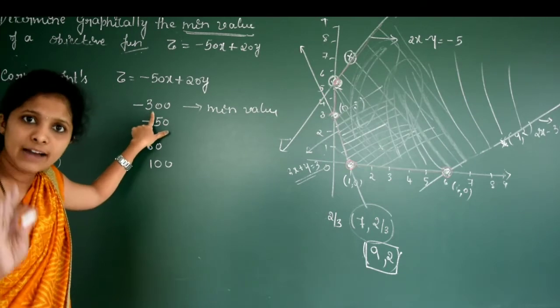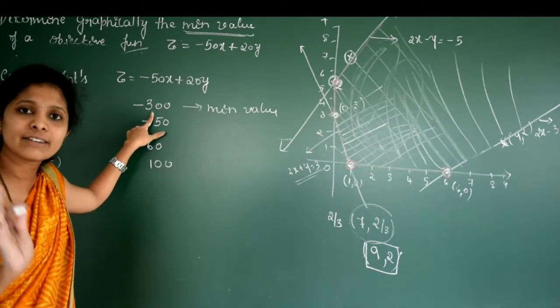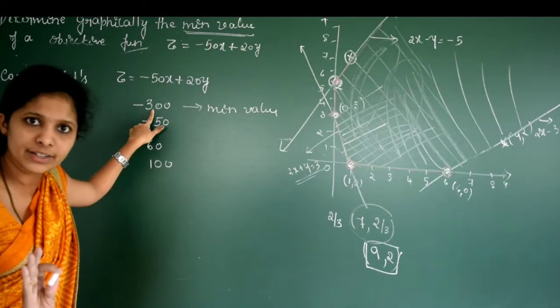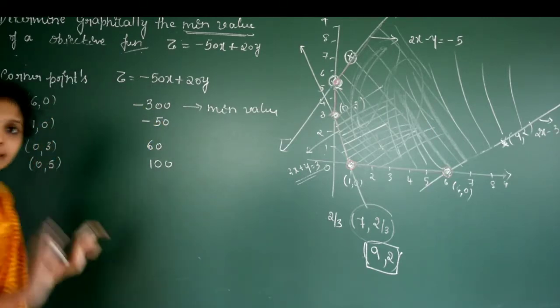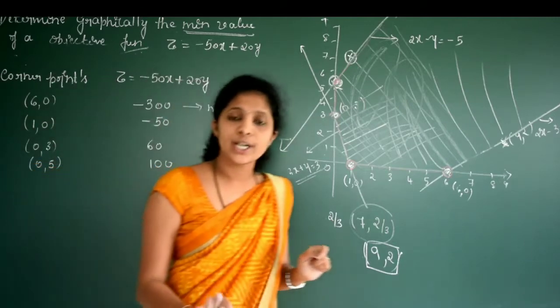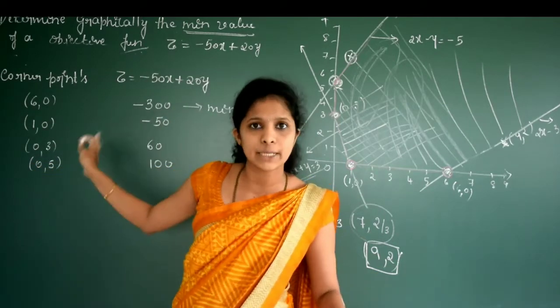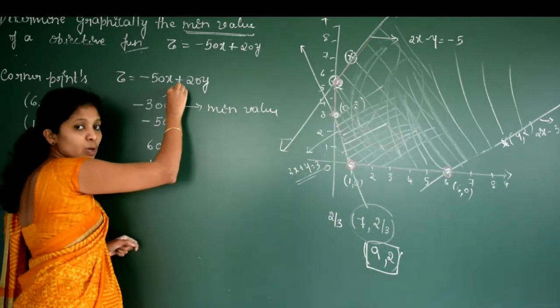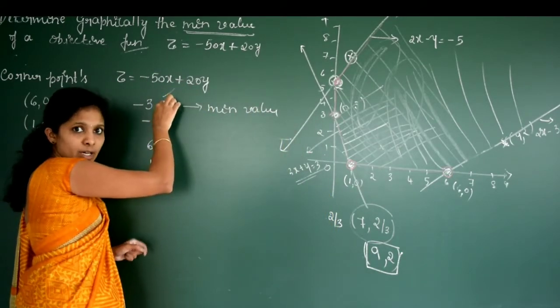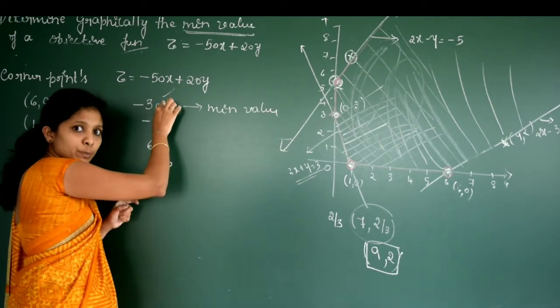If the graph is bounded, then directly we can say that this minus 300 will be the minimum value at the point 6, 0. But here the graph is unbounded, so we cannot say directly that it is the minimum. For that we need to check. Sometimes this may be a minimum value or it may not be a minimum value. Is it clear? This may or may not be a minimum value.